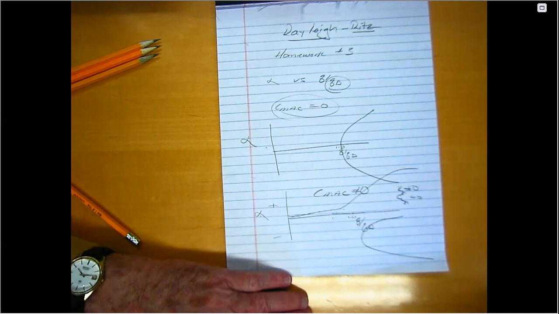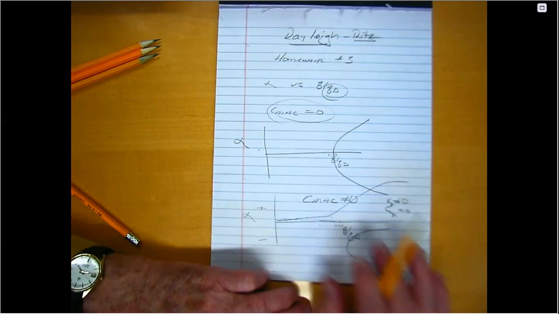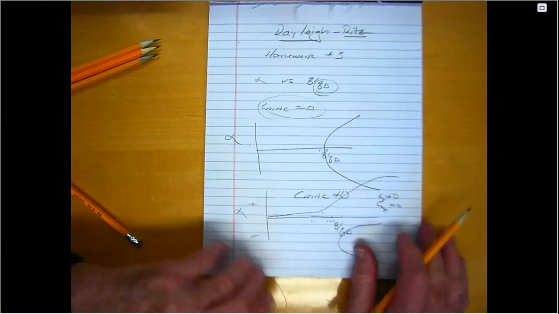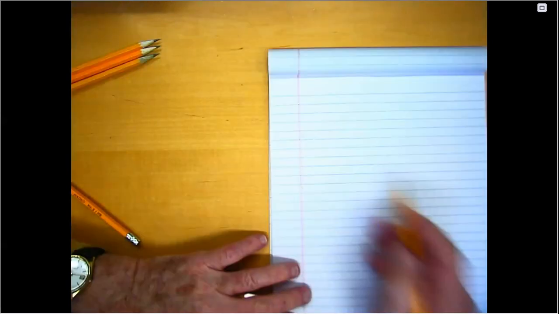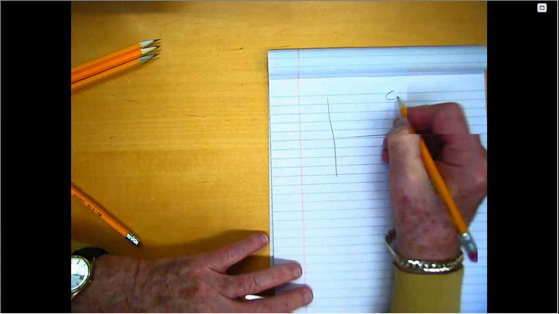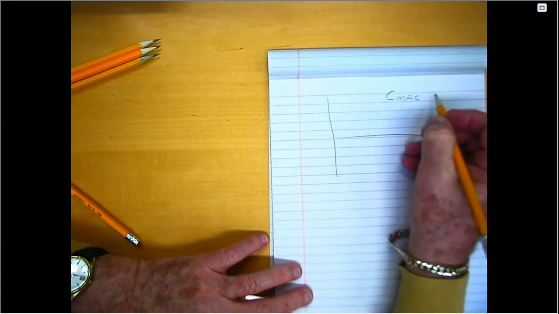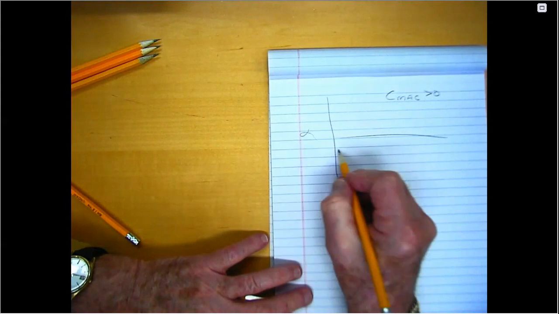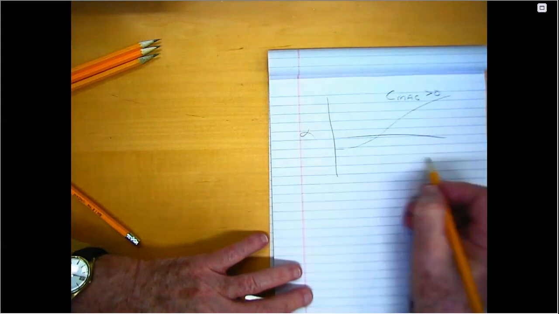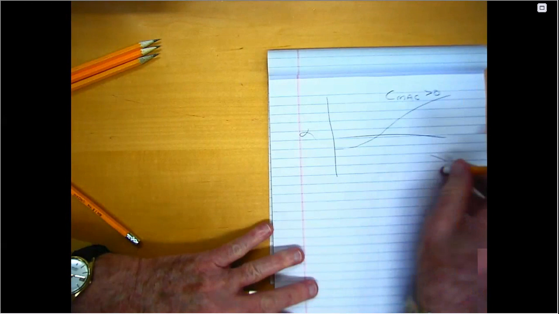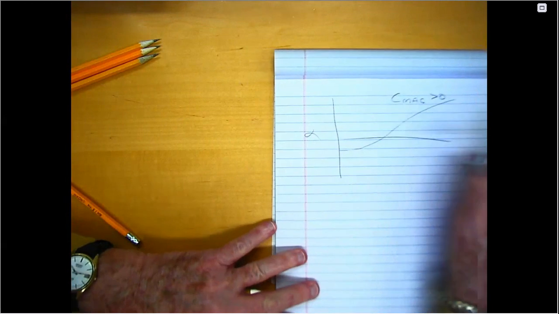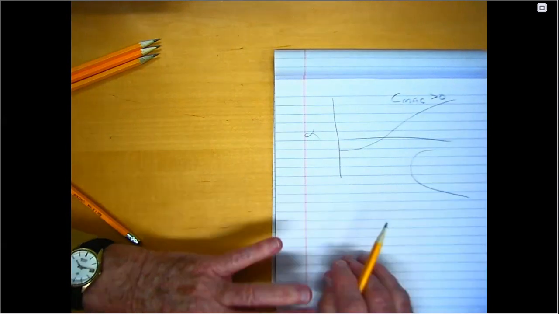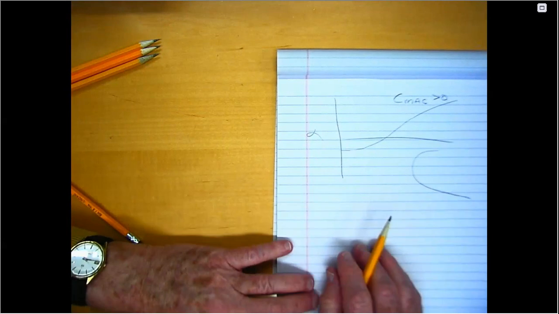I'm sorry, Stockholm, we're talking to ourselves here. One of the students was saying that when he solved the problem for the case where CM is positive, greater than zero, alpha started out with a minus sign and then went like this, and then you had another curve. It's possible. Okay, that answers the question.